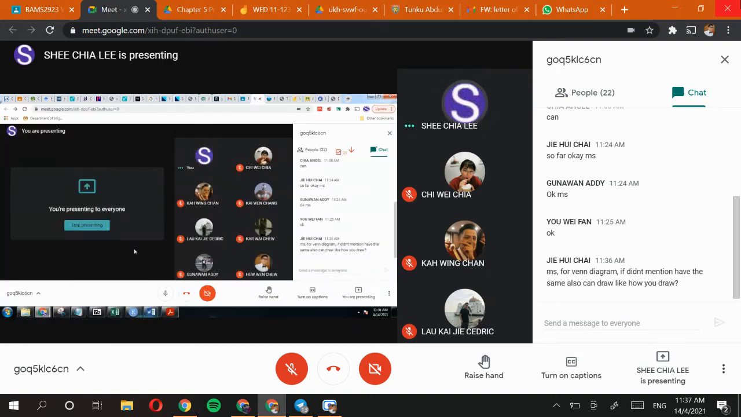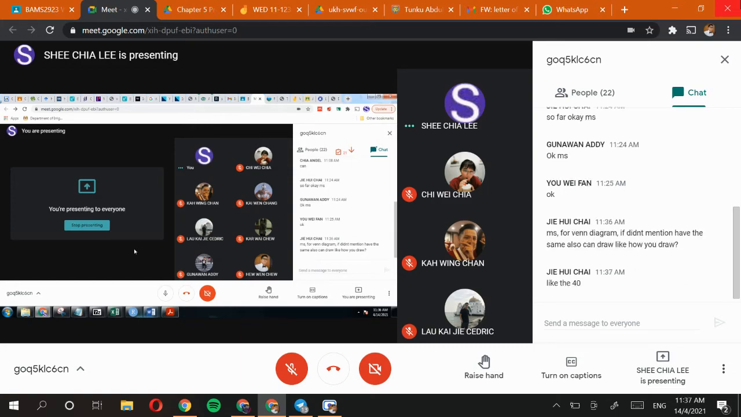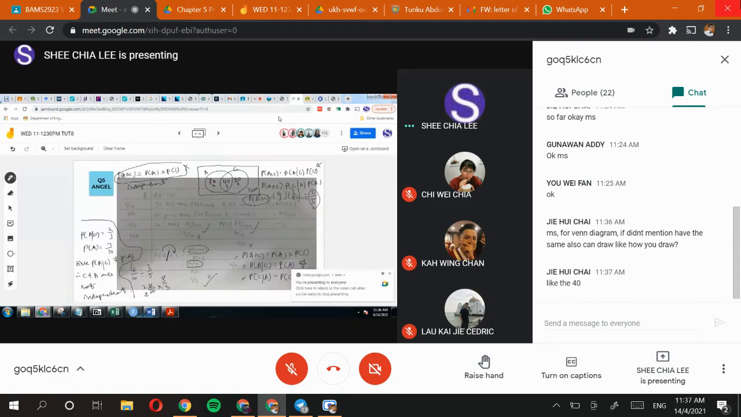Yes, for the Venn diagram, if it didn't mention, it has the same meaning, you can also draw it like how you draw. What is the meaning of 'didn't mention have the same'? Like the 40. Because this is full time, this is female. How many full time female? So the intersect is 40. 40 full time female. That's why you put it in the middle.